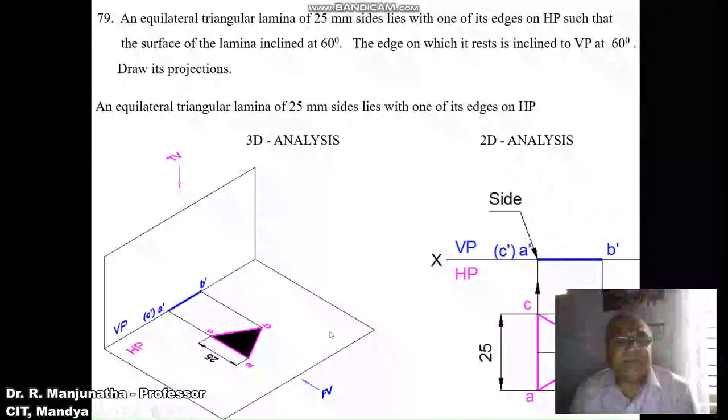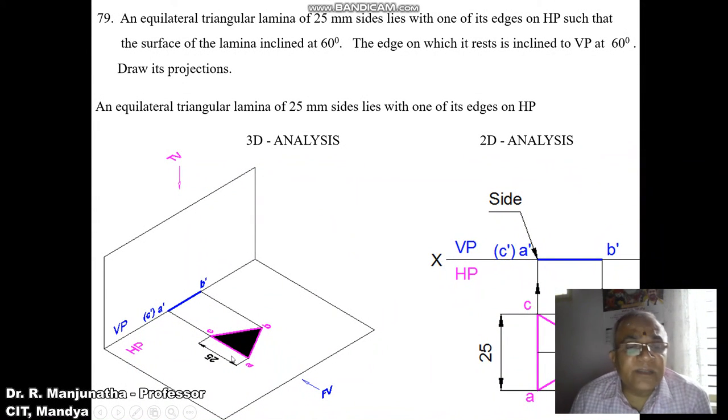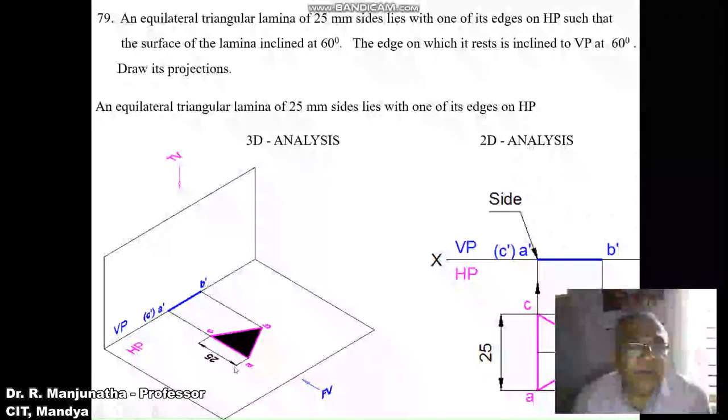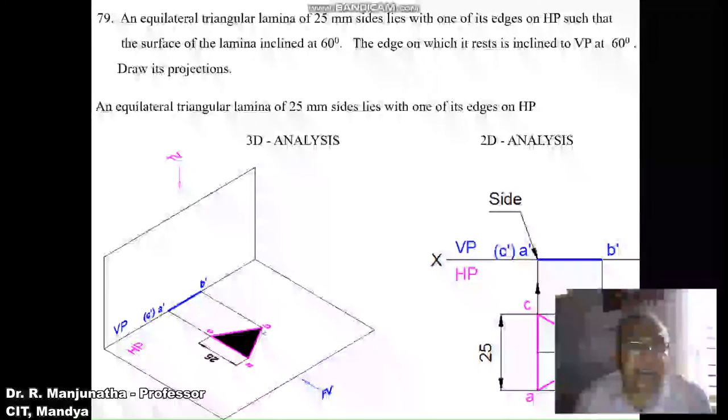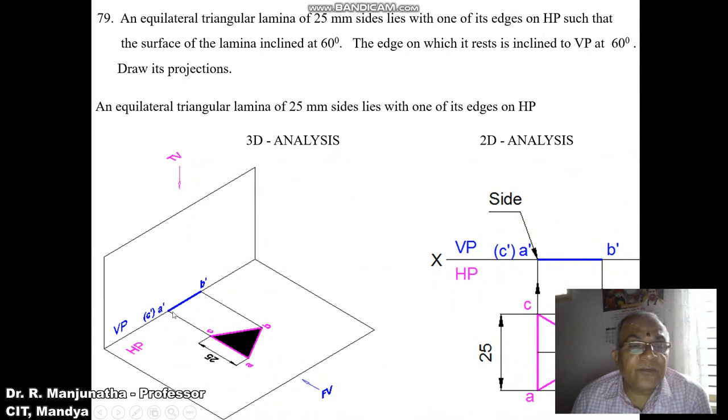Now when you look from the top view, we can see A, B, C are all in true length. So each side is going to be equal to 25 mm. So AB equals BC equals AC equals 25 mm. AB is inclined to VP, therefore you are getting an apparent length in VP. BC is inclined to VP, so we are getting again B dash C dash, which is an apparent length.